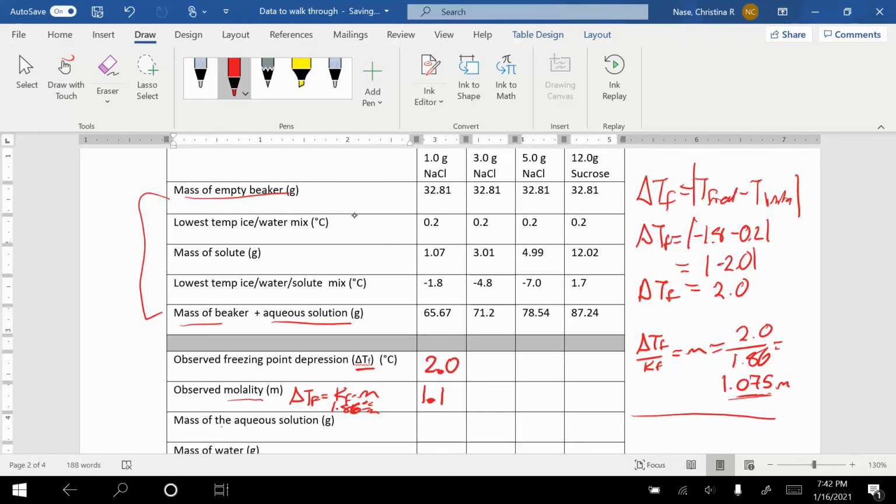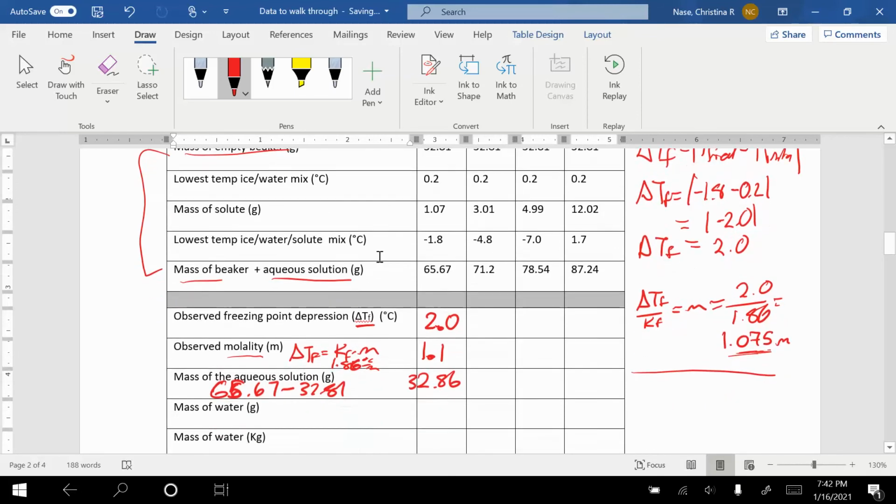So I could just do 65.67 minus 32.81. My subtraction's so difficult. And when I work that out, I get 32.86. Okay, so that's the mass of the aqueous solution. Now, what is the solution?